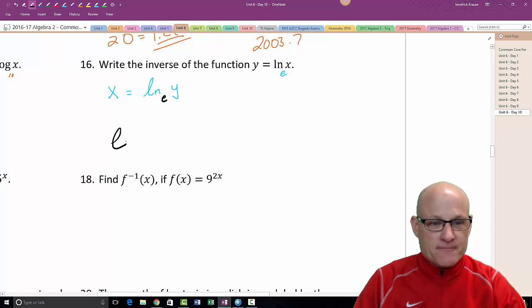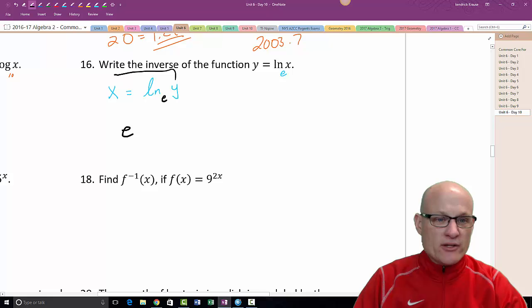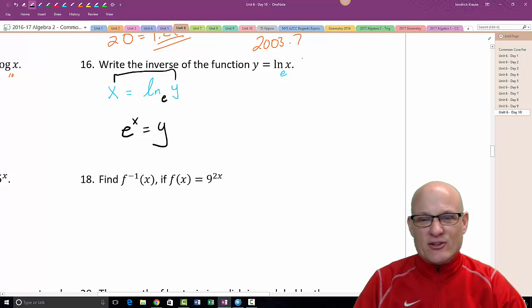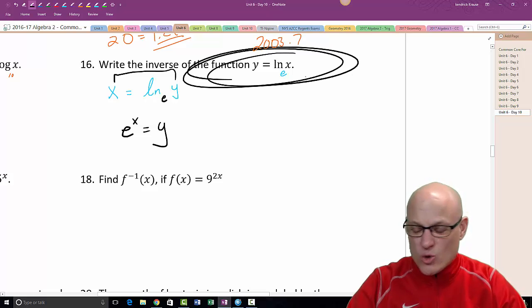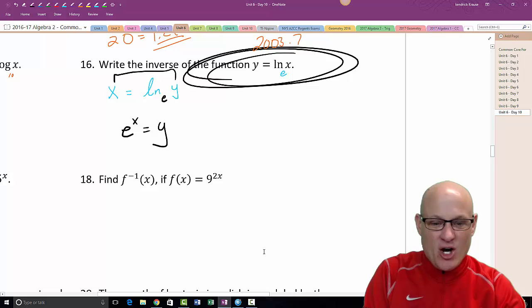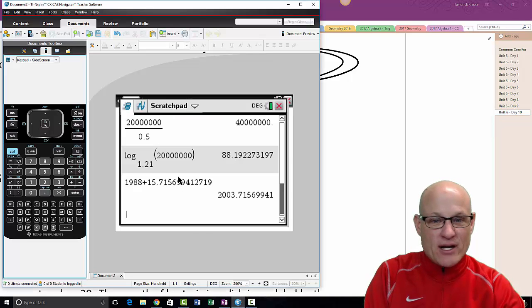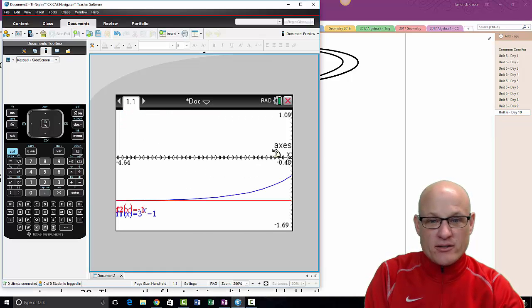So e, that looks like an L, e, these two things switch to the x is equal to y. Now, if you don't know if you got this right, what's a great check? Oh, go to the calculator. That's right, Mr. Krause. You're so smart.